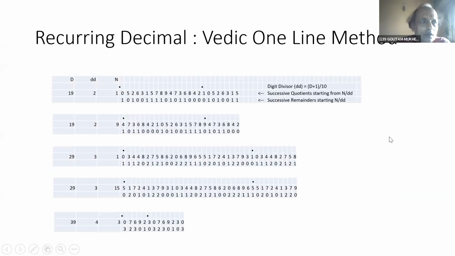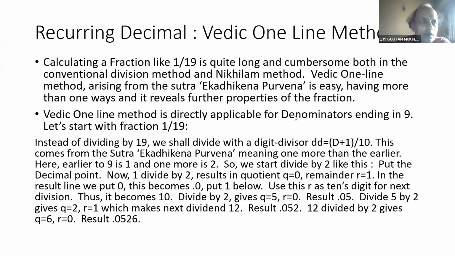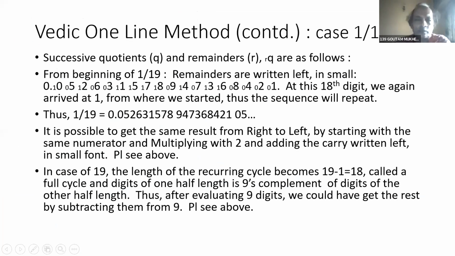Yesterday we did all these things: how to make successive quotients and remainders in each case. We only have to know what the starting point is and what the digit divisor is. So in the case of 1 by 19, you start with 1, and the divisor is 2. Do you understand? Understood.